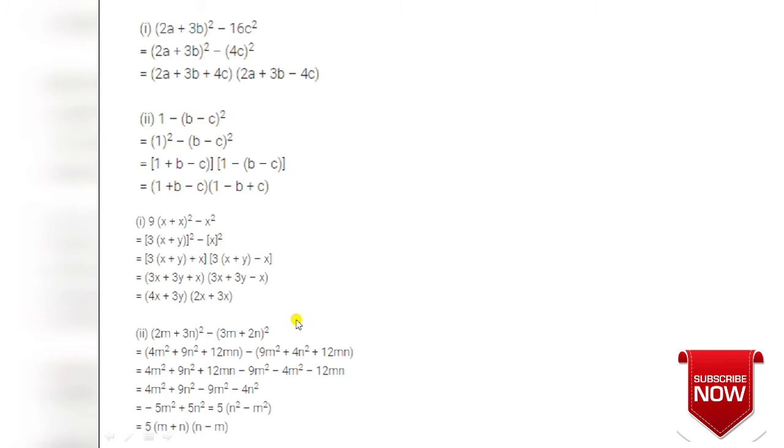Now we will remove the brackets and write this whole value up to 12mn, which can be written in the same manner, and here in this bracket we will write the values using the signs. 9mn plus minus 4m square plus minus 12mn. See, 12mn and 12mn get cancelled, and we get the values as 4m square plus 9n square minus 9m square minus 4n square. So 4m square and 9m square gives us minus m square, 9n square minus 4n square gives us 5n square.